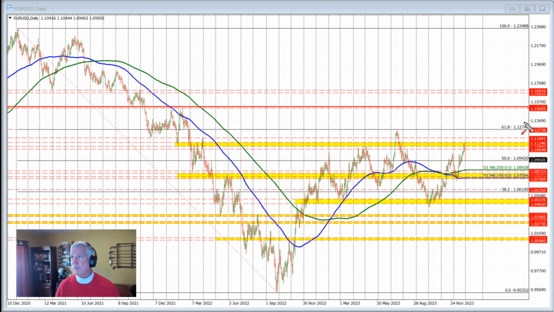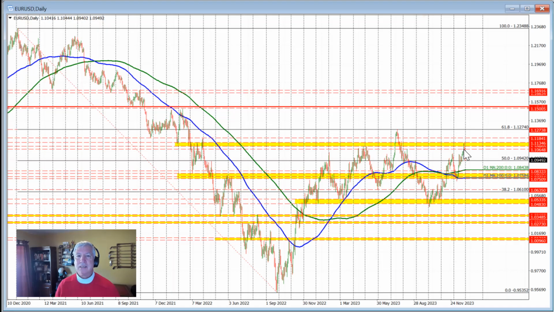Why? Because in the earlier video, I talked about this 50% midpoint. This is of the move down from the high price that we saw in 2020 to the low price that we saw in 2022. The midpoint of that move comes in at 1.0942. And indeed, the low price in trading here today reached down toward that level. The low price for the day was actually 1.0940, so just below the 42 level, before rotating back to the upside.